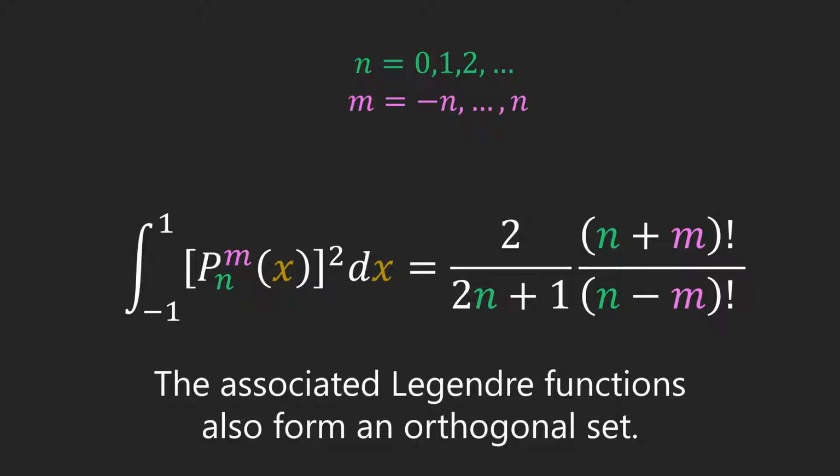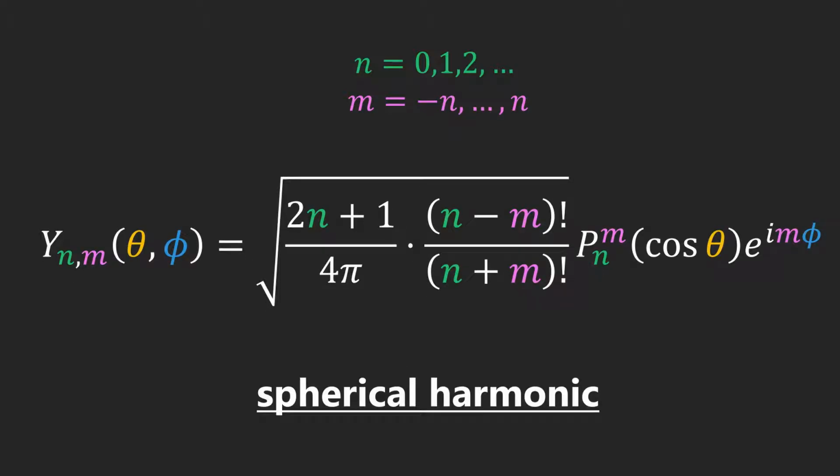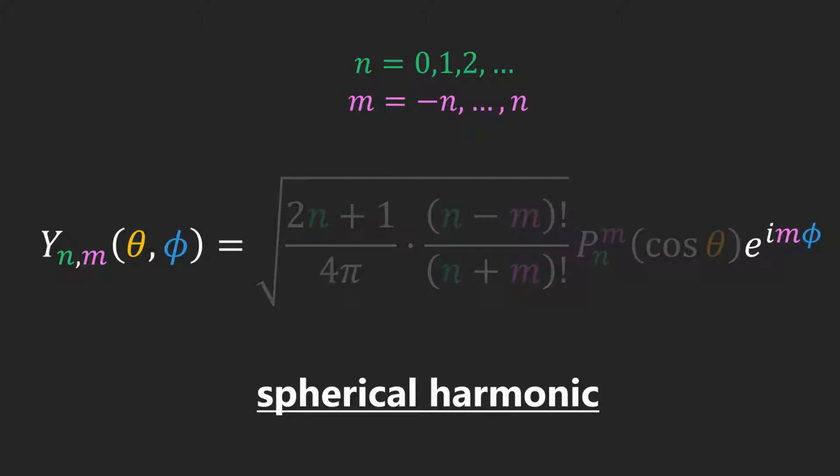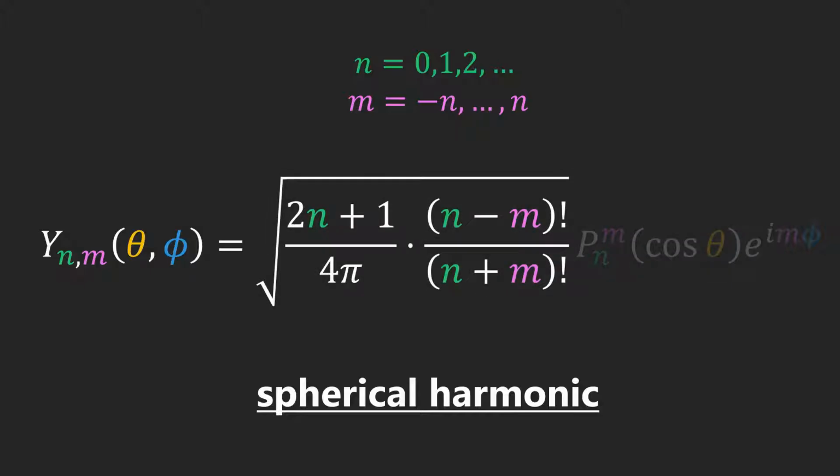Now we're ready to define our spherical harmonics. For any non-negative integer n, and any integer m in the range from -n to n, we define the spherical harmonic Y_n^m as follows. We take the product of our complex exponential in phi with our associated Legendre polynomial of cosine theta, multiplied by a normalizing factor of the square root of (2n plus 1) over 4 pi times (n minus m) factorial over (n plus m) factorial.